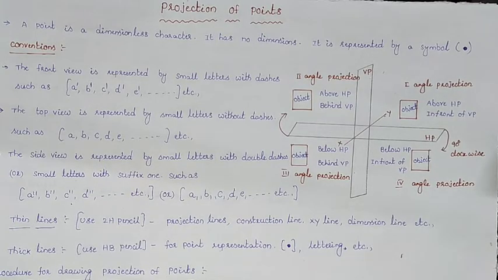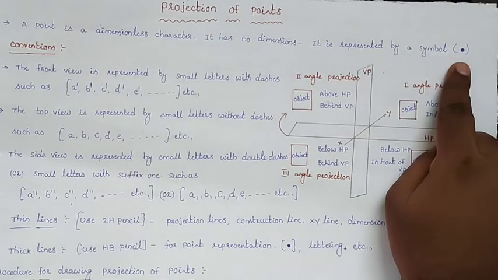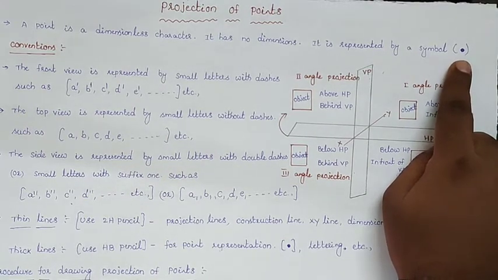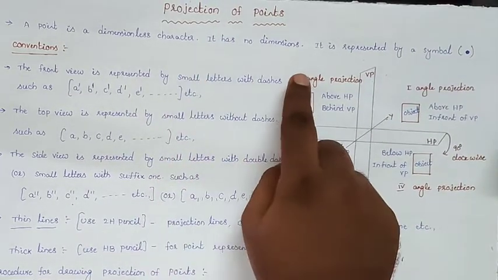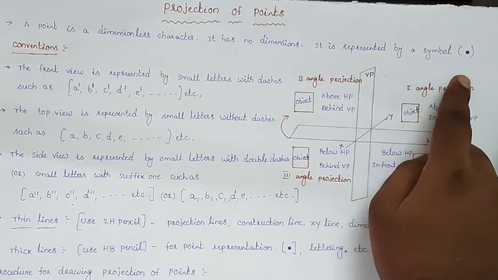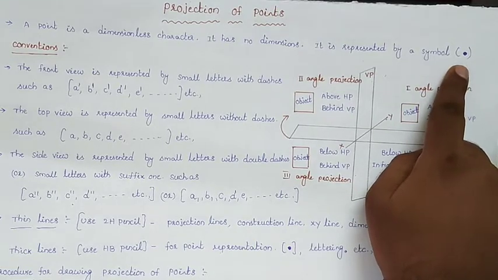Projection of points. So how to draw the projections of a point? We know that a point is a dimensionless character, that means it has no dimensions. It is represented by a dotted symbol, having a dimension up to 2 mm thickness. So a point is a dimensionless character, and it is represented by a symbol, a dot.